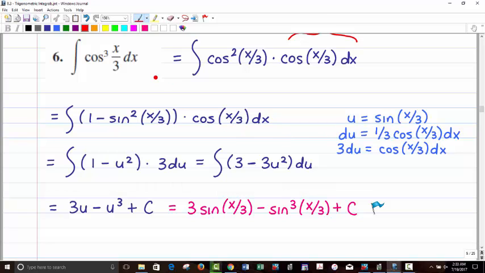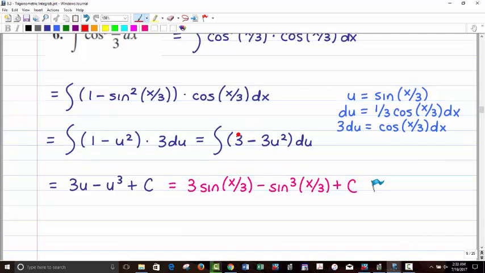All right. So that's not too bad. So what I did, I took the 3. There's 3 du, so you have 1 minus u squared. I distributed the 3. I could have left the 3 on the outside. That didn't matter, but I went ahead and distributed it. So let's take the antiderivative: the antiderivative of 3 would be 3u. The antiderivative of 3u squared would be u cubed. And there you have it. So it's 3 sine x over 3 minus sine cubed x over 3 plus c.